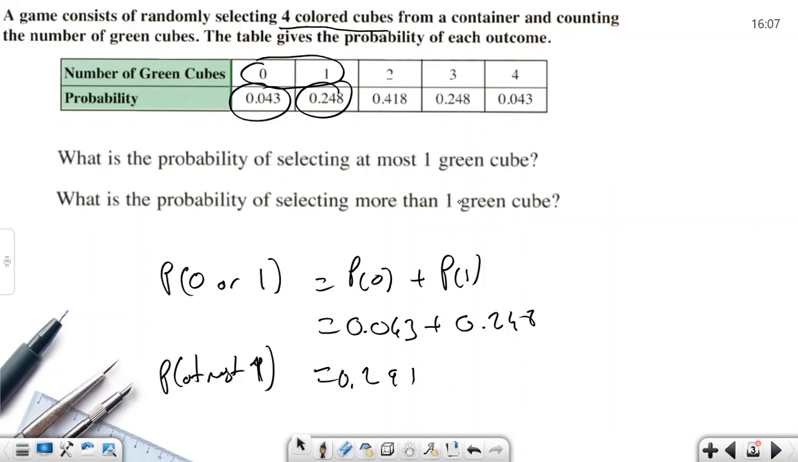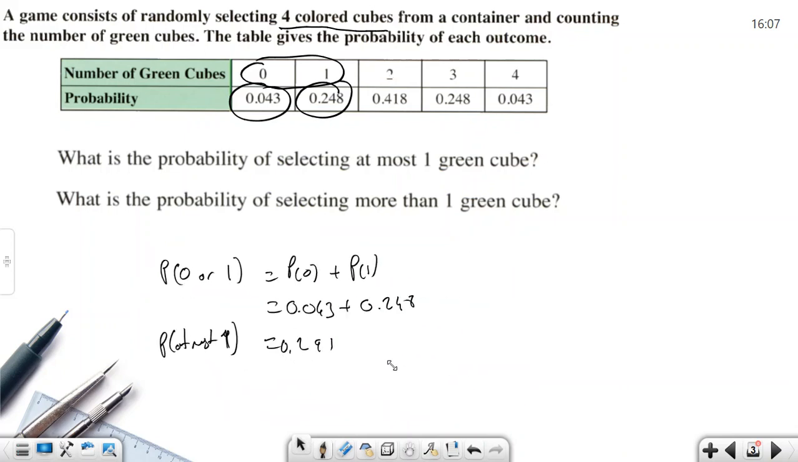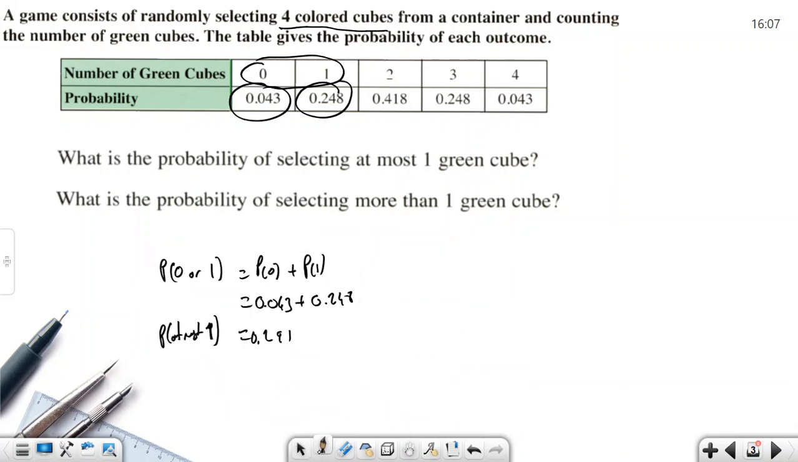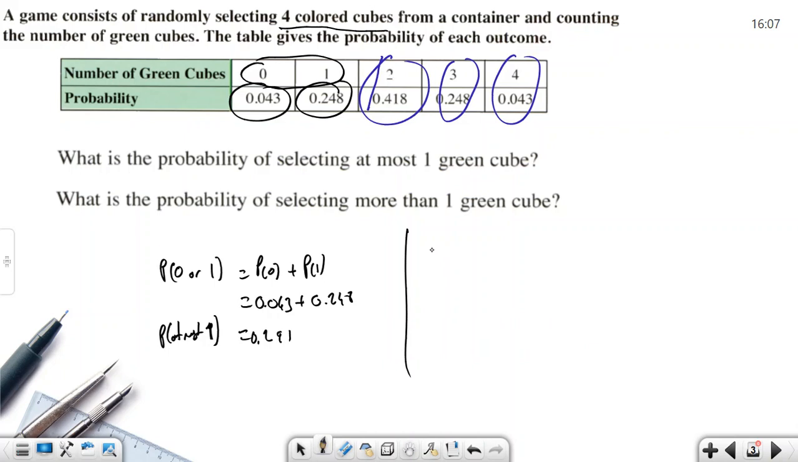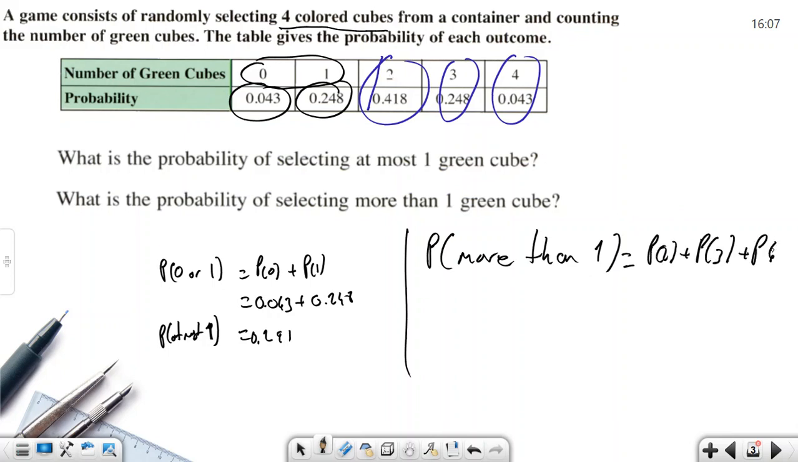What is the probability of selecting more than 1 green? If it says more than 1 green, that means 1 is not included. It must be greater than 1. So it can be 2, 3, or 4. So I need the probability of 2, plus the probability of 3, plus the probability of 4.